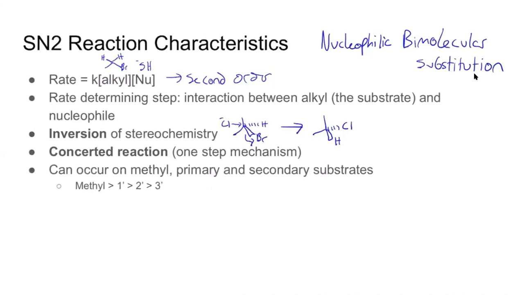Also, for SN2 reactions, these are concerted reactions. So they occur with one step. There's the backside attack, and then the bromine leaves. So that's what concerted means. Now, if we have a reaction that's concerted, are we going to have to worry about hydride and methyl shifts?